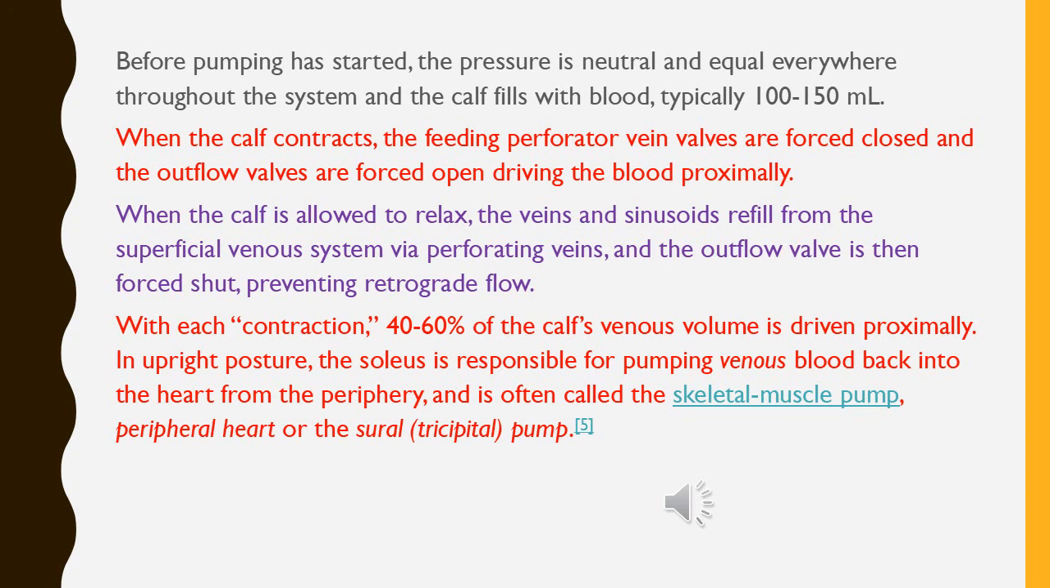So when the calf is allowed to relax, the veins and sinusoids refill from the superficial veins via the perforator veins, and the outflow valve is forced shut, preventing retrograde flow. So with each contraction, 40 to 60% of the calf venous volume is driven proximally. So in the upright posture, the soleus is responsible for pumping venous blood back to the heart from the periphery and is often called the skeletal muscle pump, peripheral heart, or the sural or tricipital pump.